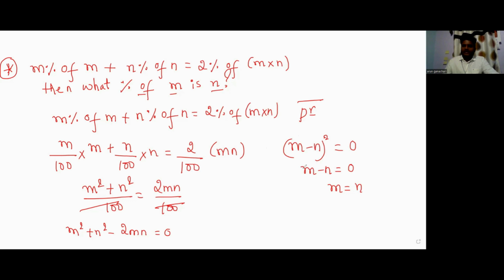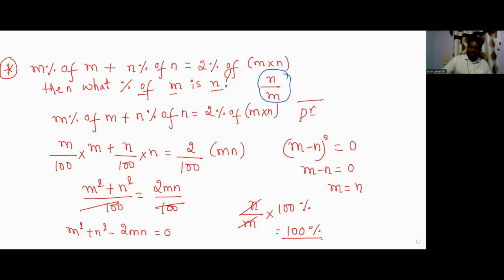Getting this? Now they are asking you what percentage of M is N. Basically they are asking you N upon M. What will be N upon M? N upon M into 100%. As N and M are both equal, we can cancel them. So our answer is 100%. Getting this? When they ask you in such cases, what percentage of one variable is in terms of other variable, you have to first find the fraction. We have to find this part first. Once you get that part, we can easily carry out the operation.